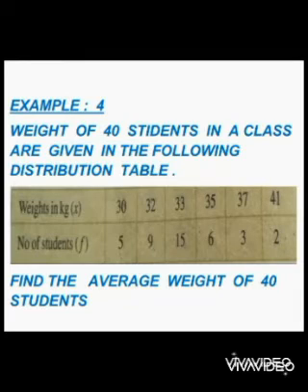See, same sum I have considered, children. Weight of 40 students in a class are given in the following distribution table. Weight in kgs: 30, 32, 33, 35, 37, 41. Number of students, frequency: 5, 9, 15, 6, 3, 2. You have to find out the average weight or mean weight of 40 students. So I will explain in a tabular form.